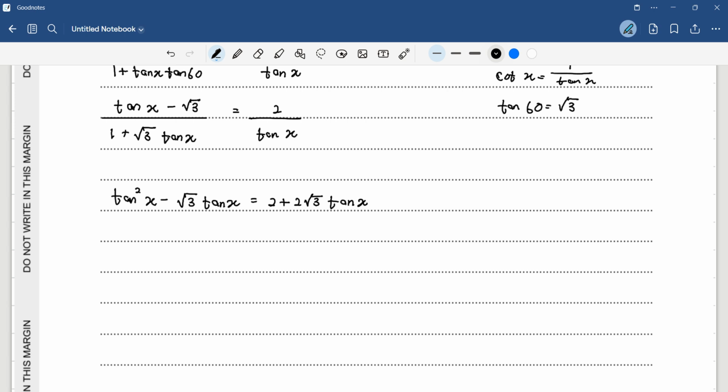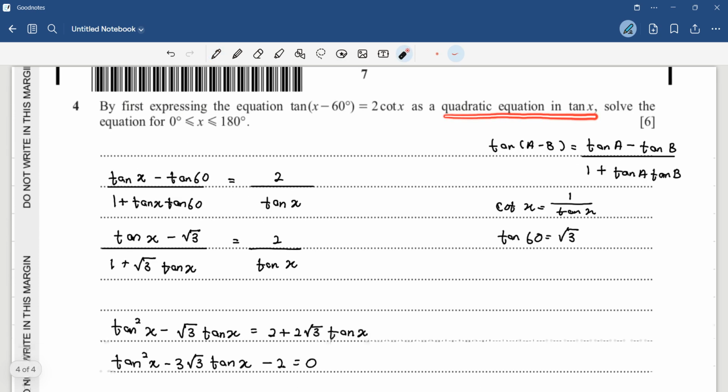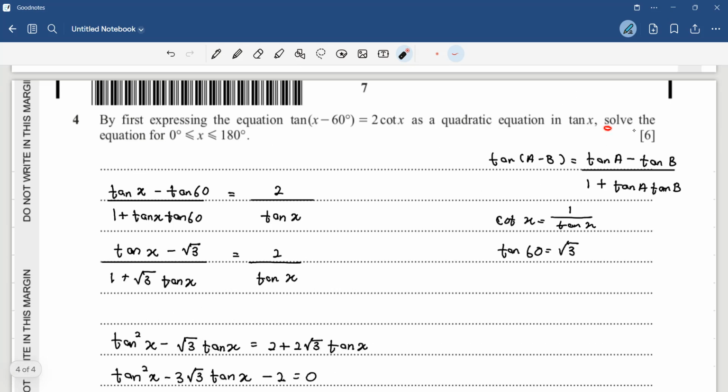So rearrange the equation. It's going to be tan square x, and then negative sqrt 3 minus 2 sqrt 3 will be negative 3 sqrt 3, tan x minus 2 equivalent to 0. Okay, so we are already done with the first part where the question asks you to express the quadratic equation in terms of tan x. Then solve the equation for 0 to 180, so it only involves the first two quadrants.